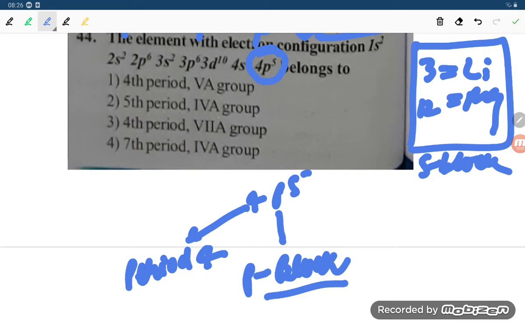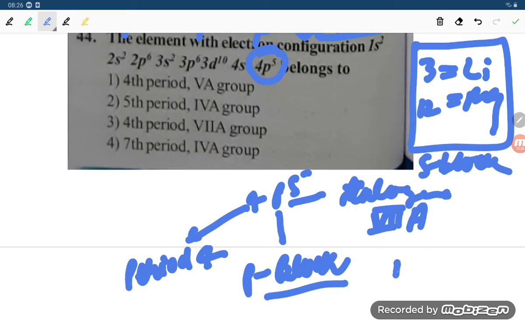Fourth period, p block. Okay, what is the group? That is the halogen. Okay, halogens. So that is seventh A group, or you can say 17 group. So the correct option will be option number 3. For question number 44, option number 3 is the correct option, student.